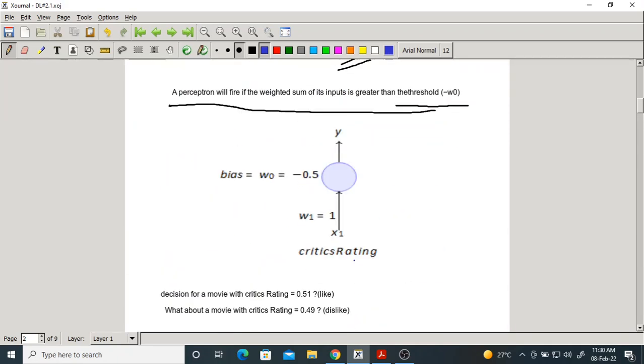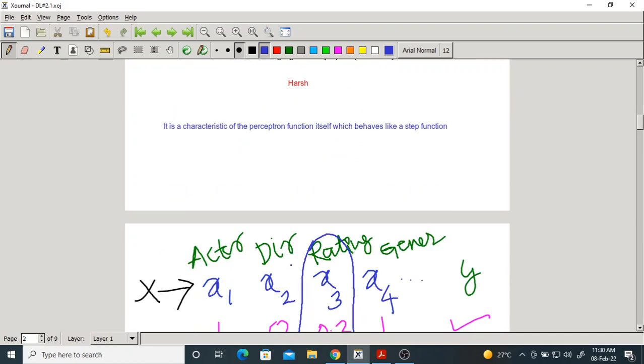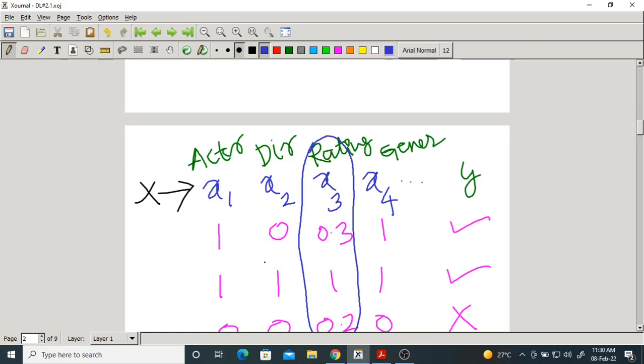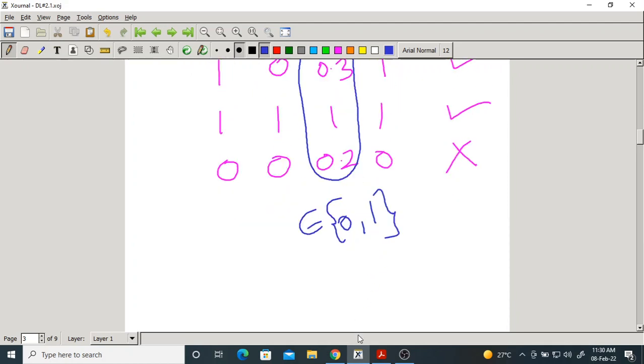Now this is the only one input, that is critics rating x1. The weight is 1, and here I am taking bias as minus 0.5. So omega naught is minus 0.5, but what is theta equal to? Threshold is 0.5. Is it clear? So for simplicity, I am only taking one input for making the decision about the movie. I have written so many features of a movie, but let me take only one feature, that is critics rating of a movie, which is always between 0 and 1.